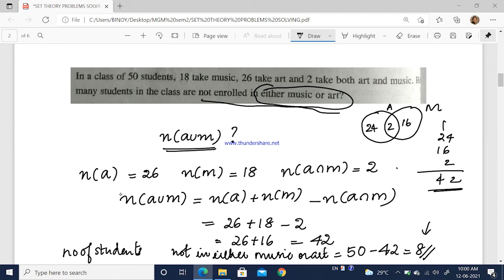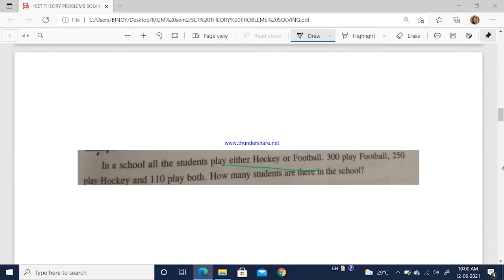Either by using the set theory law or by using the Venn diagram, whichever you are familiar with, you just prefer. And since it didn't mention that you have to solve this question using a Venn diagram, you can choose whichever is convenient for you. Now, moving on to the third question.